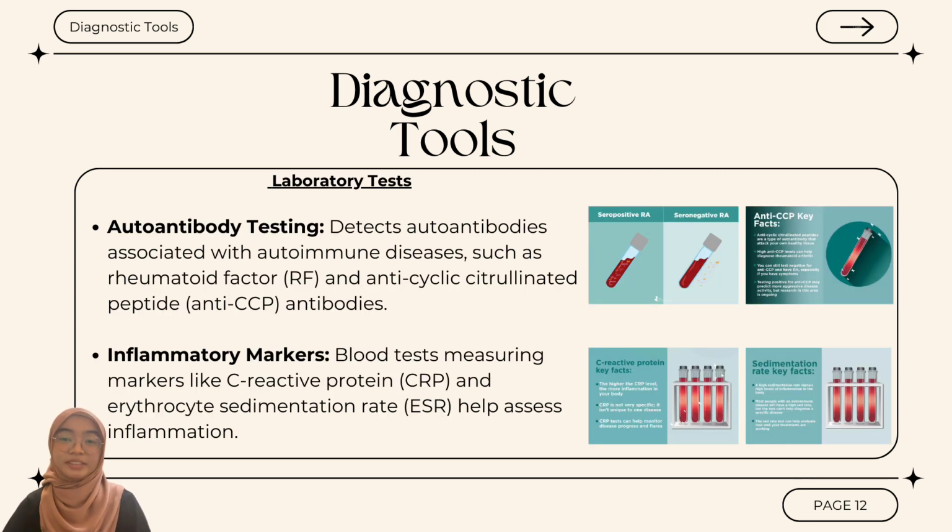The next one is laboratory tests, also known as blood tests. Blood tests are commonly used to detect markers of inflammation and autoimmune activity. Common blood tests include autoantibody testing. This testing detects autoantibodies associated with autoimmune disease, such as rheumatoid factor and anti-cyclic citrullinated peptide antibodies. So the second one is inflammatory markers. Blood tests measuring markers like C-reactive protein and erythrocyte sedimentation rate help assess inflammation.